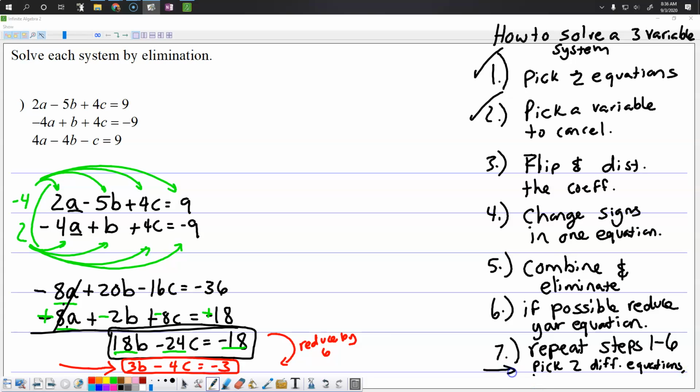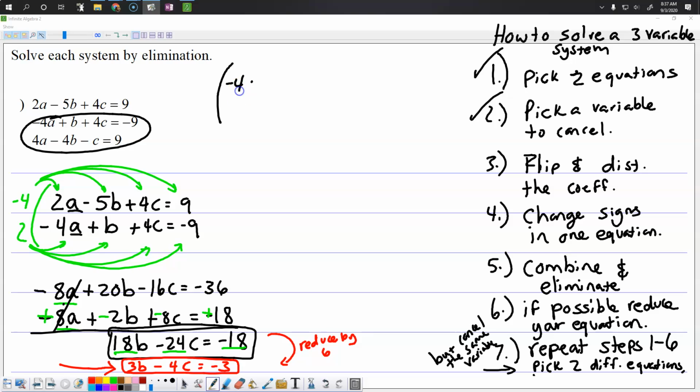I'm running out of space here. So pick 2 different equations to work with, but you're still going to cancel out the a. So last time I picked the first 2 equations. This time I'll pick these 2. Okay?